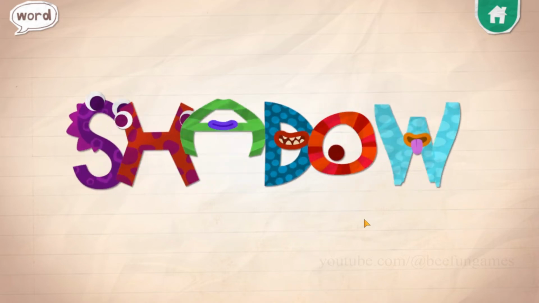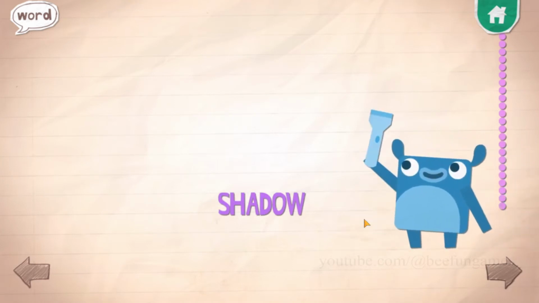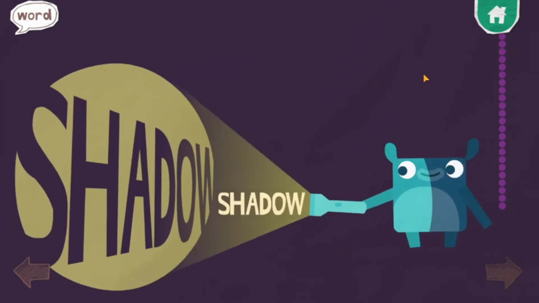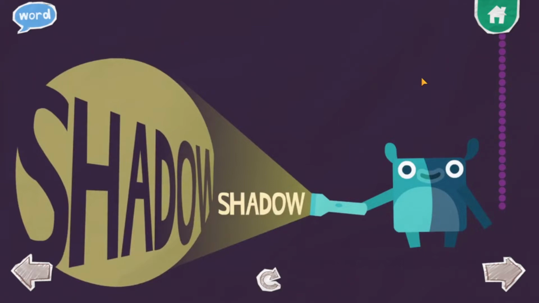Shadow. A shadow is the dark, shady area that's created when light is blocked by a person or object.